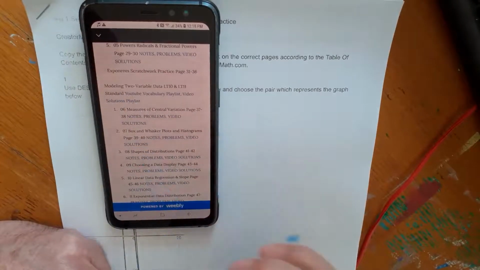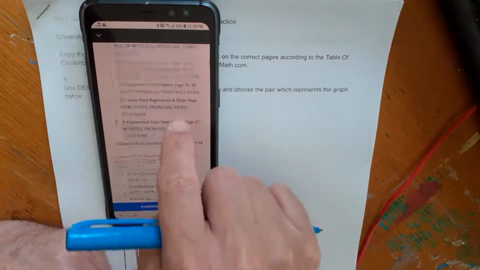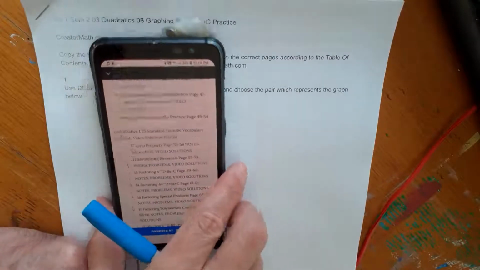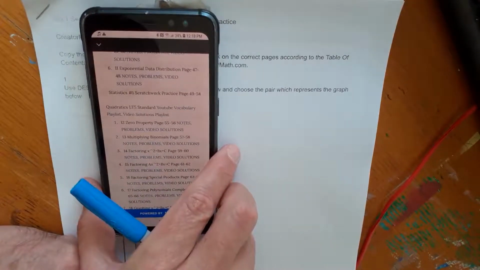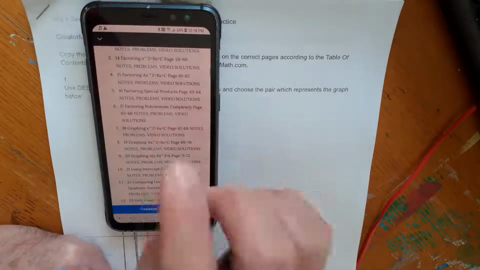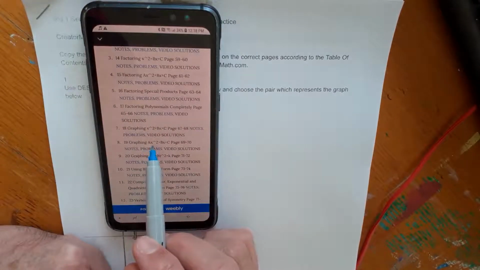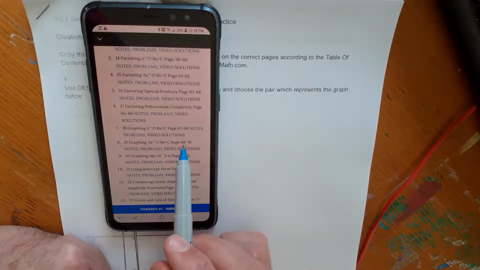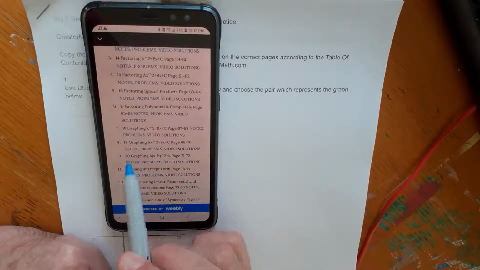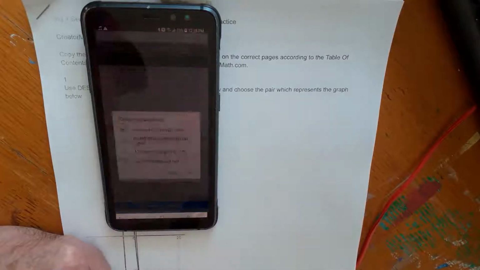And notice that each one of these is a unit. There's modeling 2 variable data. There's quadratics. We are on the 8th lesson. So let's go down to number 8 right here. Graphing ax squared plus bx plus c. It goes on pages 69 and 70 of your comp book. Here are the notes.